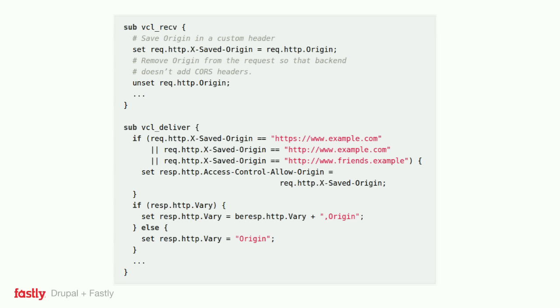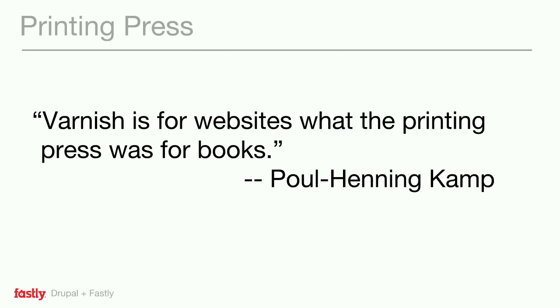This is to deal with origin and CORS and all that sort of thing. It looks at what the origin is, saves it, and then depending on whether or not it's the right origin, it sets the CORS headers, et cetera. This is just a quick example of what the power of VCL can do for you. Poul-Henning Kamp, by the way, is the original author of Varnish, and he still runs the project. It's sort of like a printing press for books, but for websites.